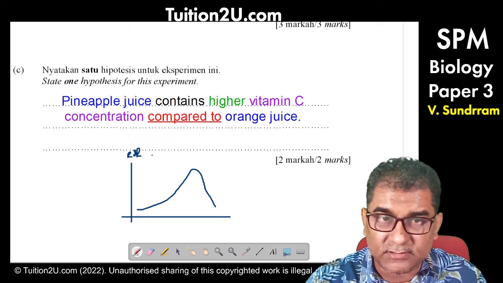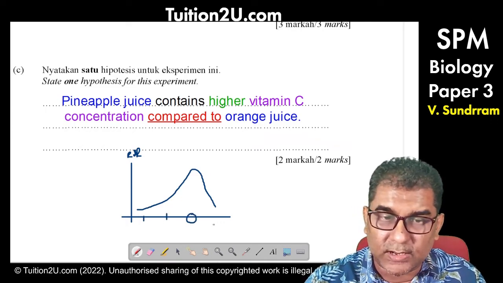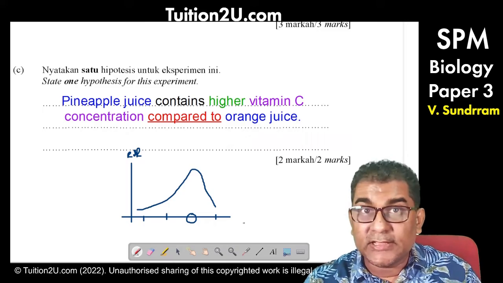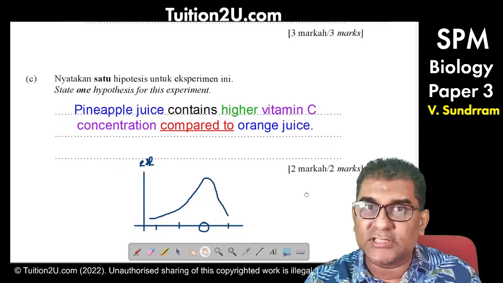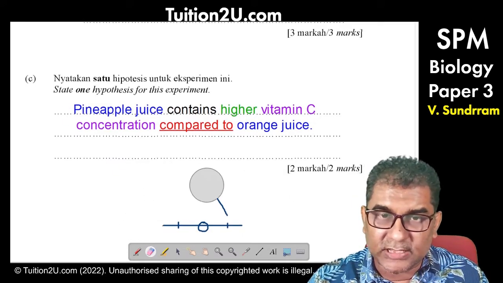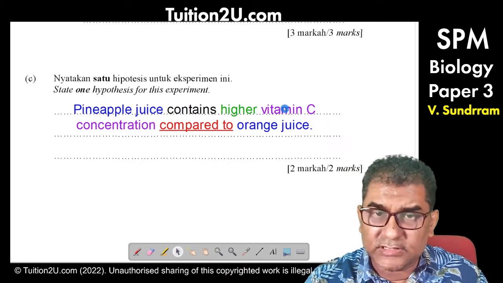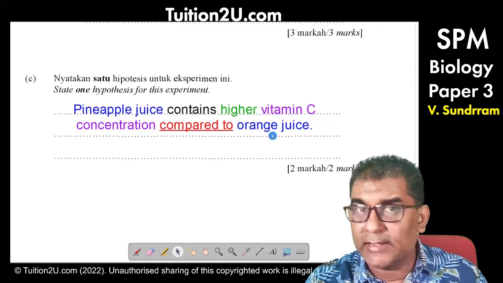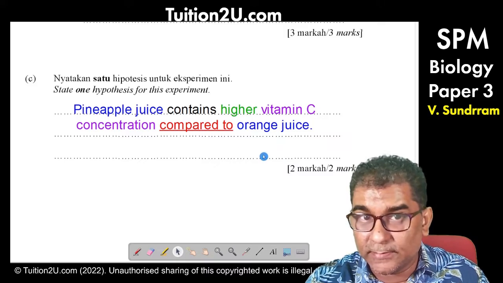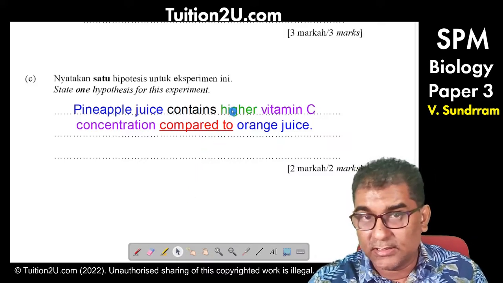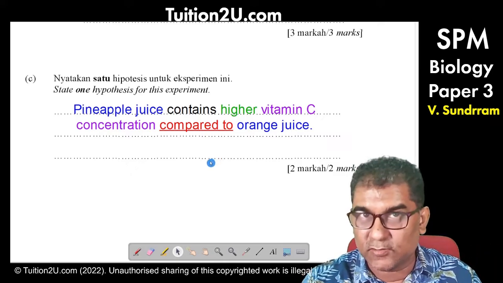So the rate of reaction is highest at 37 degrees Celsius compared to this one, and this one. So anytime you can't use this combination, we use the word compare. Here we do the same thing. Pineapple juice contains higher vitamin C concentration compared to orange juice. All of these different colors are telling you the blue one is manipulated, the purple one is the responding, the red one is the data, and the red one is also the word that you must use to answer the question.